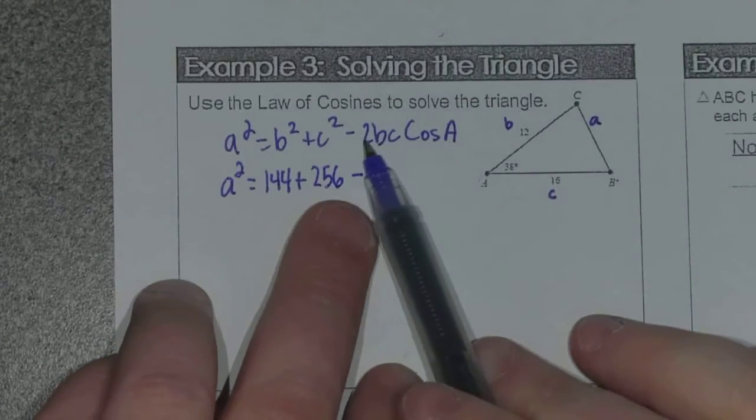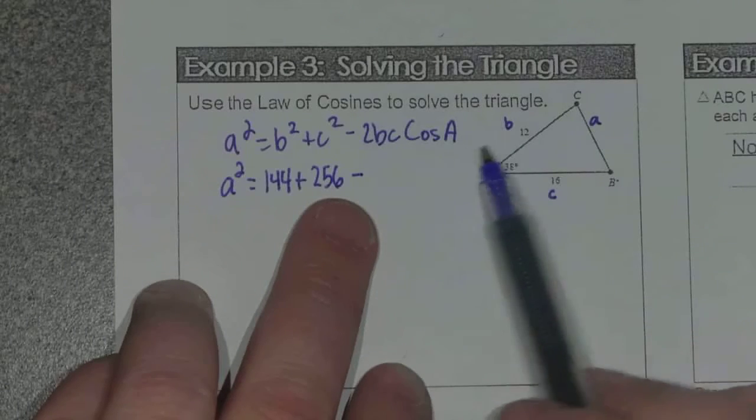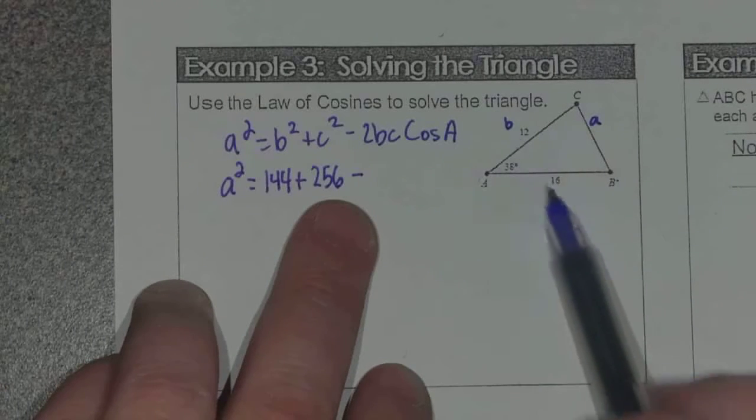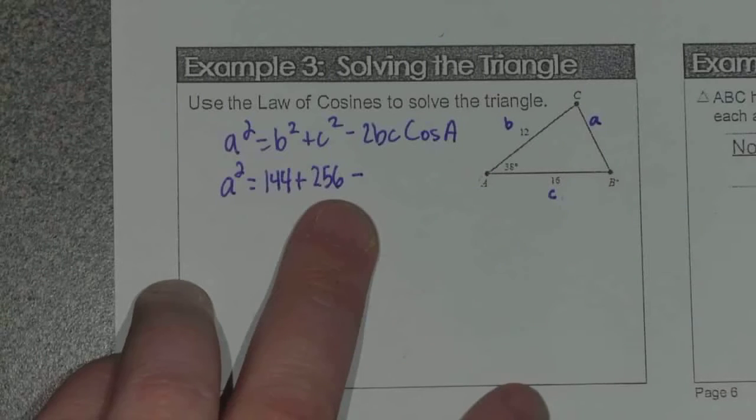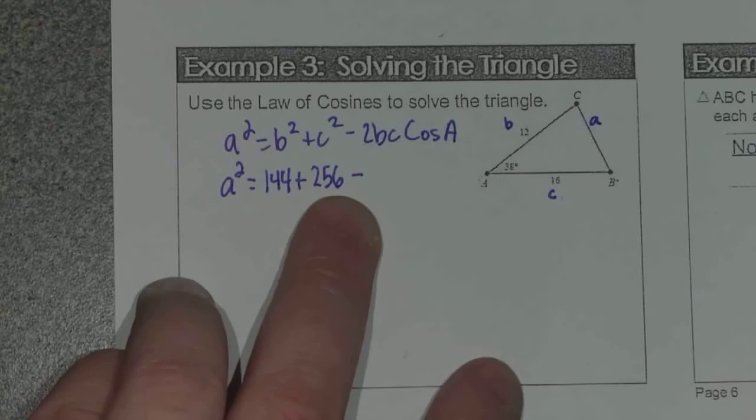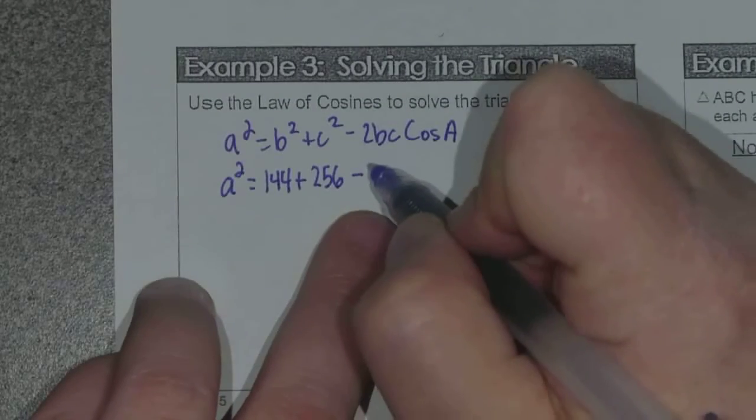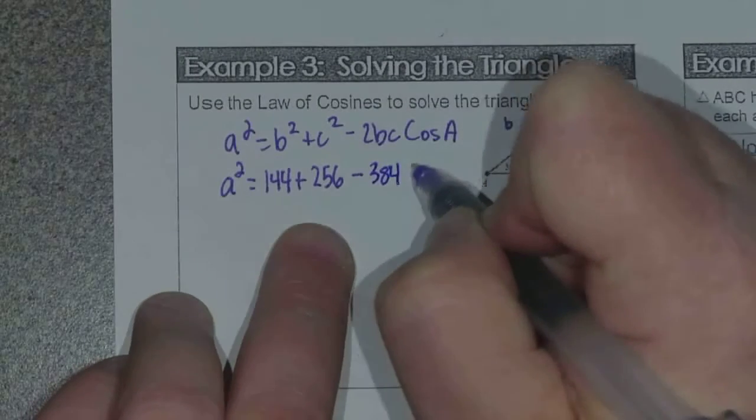And then we're going to do minus 2 times BC. Is that okay if we multiply B and C and 2 at the same time right now too? Are you guys okay with that? So 2 times 12 times 16. What'd you guys get? Yep, 384.